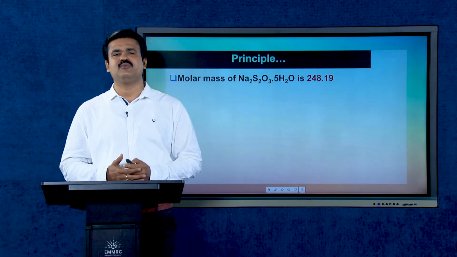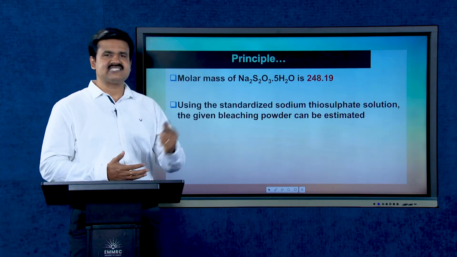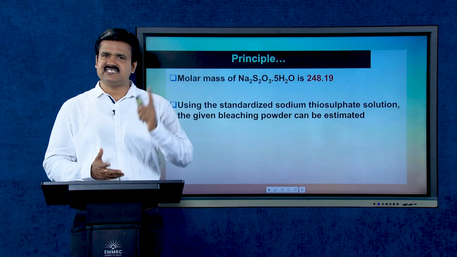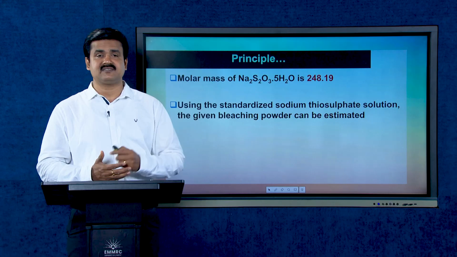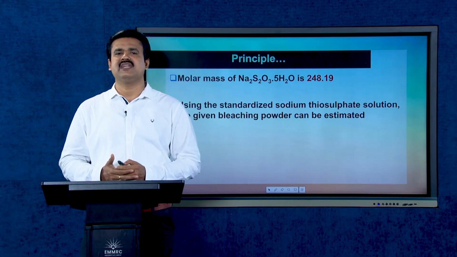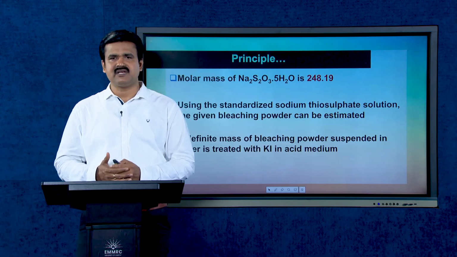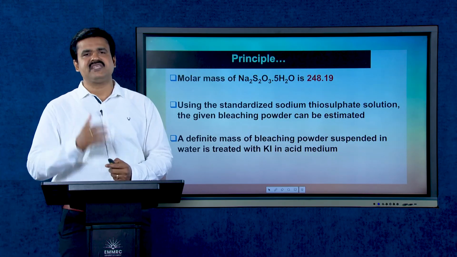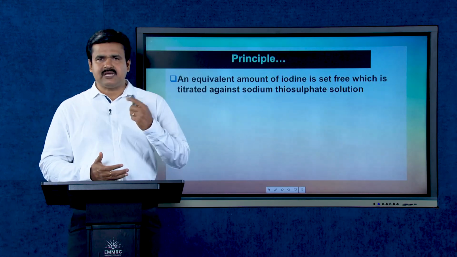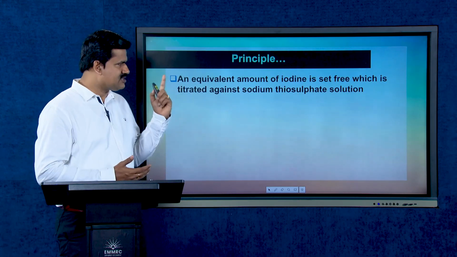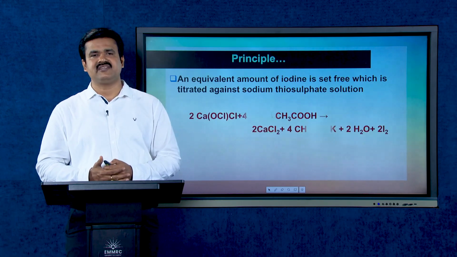and this molar mass is the same as the equivalent mass, that is, the equivalent mass of sodium thiosulfate is taken as 248.19. Now, using the standardized sodium thiosulfate solution, which is standardized by using a standard solution of potassium dichromate in the previous part, the given bleaching powder can be estimated. A definite mass of bleaching powder suspended in water is treated with potassium iodide in acid medium. An equivalent amount of iodine is set free, which is titrated against standardized sodium thiosulfate solution.